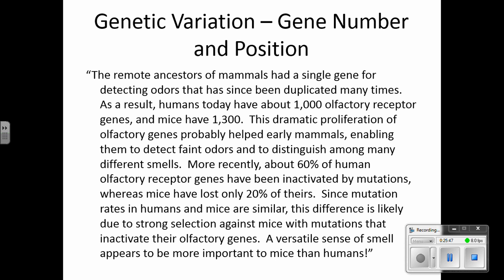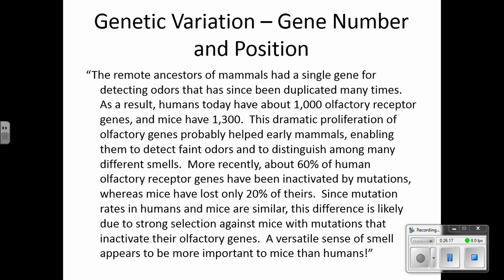The remote ancestors of mammals had a single gene for detecting odors that has since been duplicated many times. As a result, humans today have about 1,000 olfactory receptor genes, and mice have 1,300. This dramatic proliferation of olfactory genes probably helped early mammals, enabling them to detect faint odors and to distinguish among many different smells. More recently, about 60% of human olfactory receptor genes have been inactivated by mutations, whereas mice have lost only 20% of theirs.